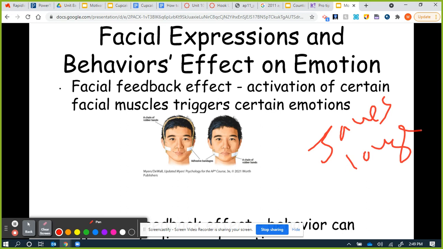There's also what is called the behavior feedback effect, which we talked about last unit. Sitting with your legs crossed can make you feel insecure, whereas sitting in a man-spreading position can make you feel more confident.